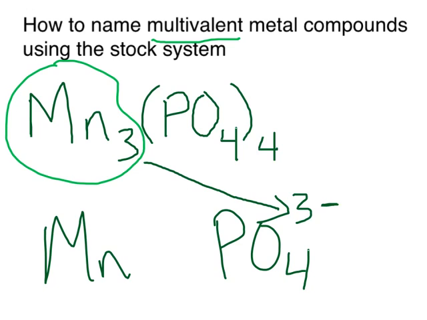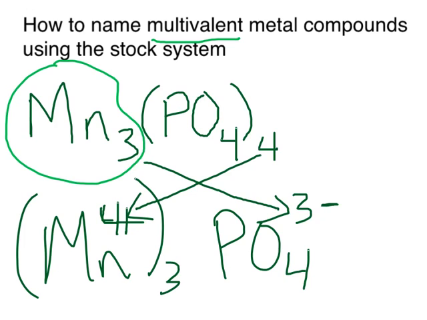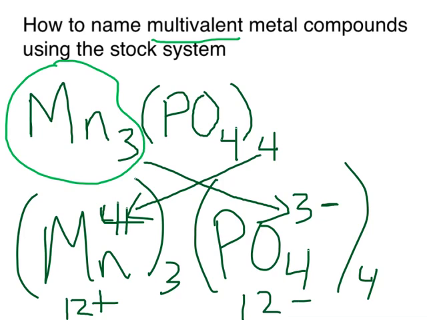Now look at this. Reverse crossover. Using that logic, watch this. Take the number that's associated with this polyatomic ion, bring it down, and it becomes a 4 plus on the manganese. Now think about it. If I had 3 of these, that would give me a 12 plus charge. And if I had 4 of these, that would give me a 12 minus charge, which works out. So that works. You just double check.